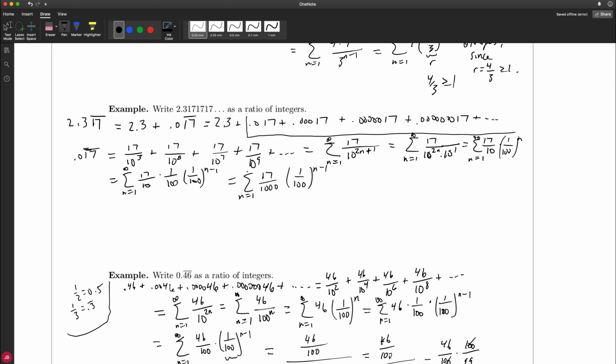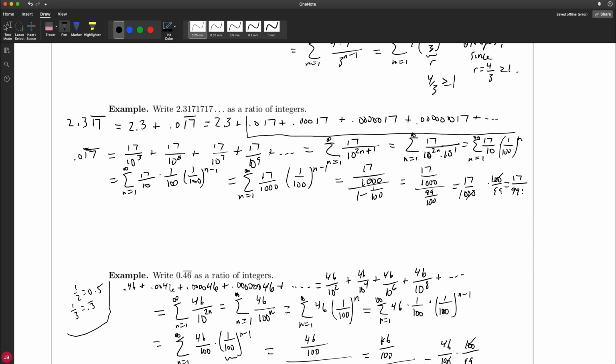Okay, now this is, well, my r value is again 1/100th, so this converges, and it's a over 1 minus r is the value. So that's, excuse me, I need an extra 0 there. So it's 17 over 1,000 divided by 99 over 100, which is 17 over 1,000 times 100 over 99. 2 of those zeros cancel. So this is 17 over 990.